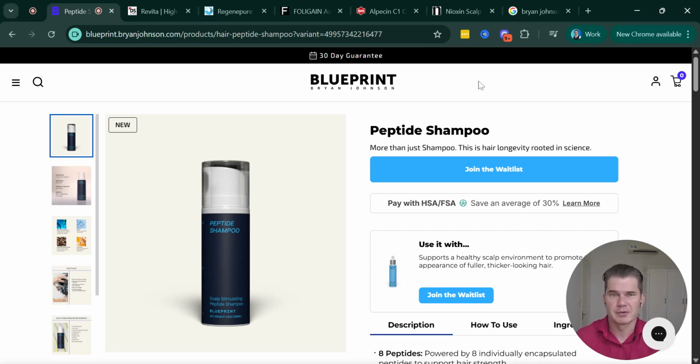It is called Peptide Shampoo. It is a shampoo that is quite high in the price range, around 59 USD. So if you, for example, join the waiting list, it will show the pricing for it. On the bottle itself, it is not a large bottle. It's a small bottle, around 100 ml or less than 4 ounces of the shampoo.